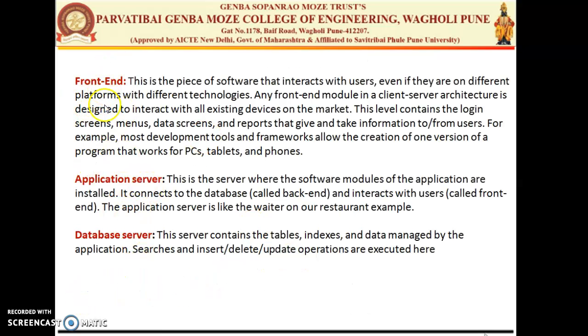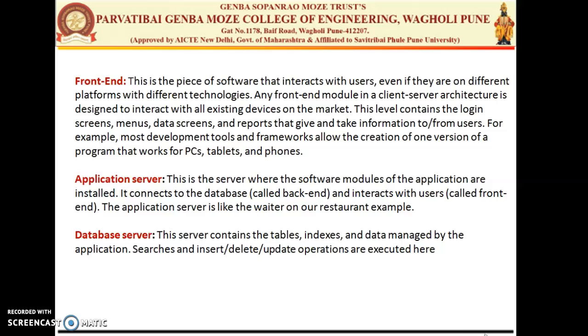So these are the 3 things of your client server architecture. First is the front end, which is a piece of software that interacts with the user even if they are on a different platform with a different technology. Some might be interacting with Facebook, some might be interacting with Chrome, some with other applications. So the front end can be anything, any technology, any platform. Any front-end module in a client-server architecture is designed to interact with the existing devices on the market.